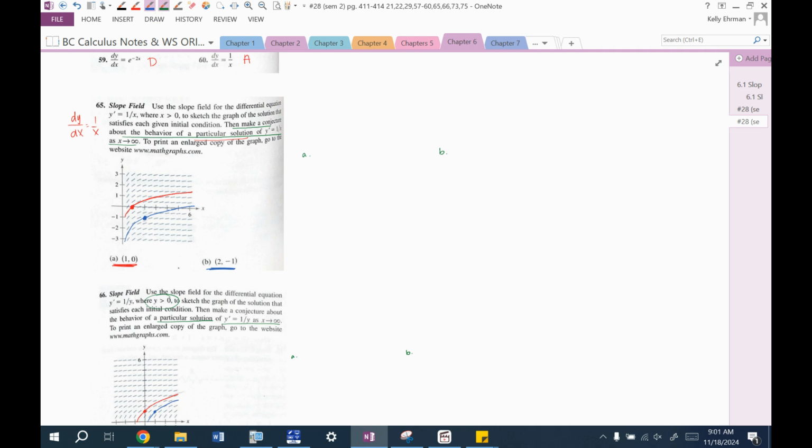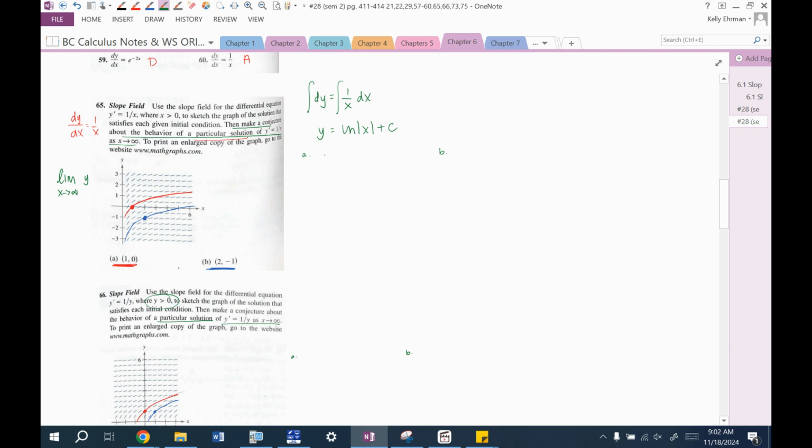All right, what about the other part? It said, make a conjecture about the behavior of the particular solution as x approaches infinity. So they want us to find the limit as x approaches infinity of y. So it's our job to figure out what the equation for y is if dy/dx is 1 over x. So this is where we separate. I'm going to multiply dx over to this side. Then we integrate. So this is, not natural log, sorry. y equals the natural log of the absolute value of x plus c. We separate, integrate, celebrate.